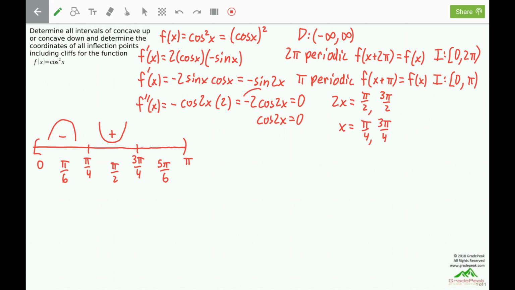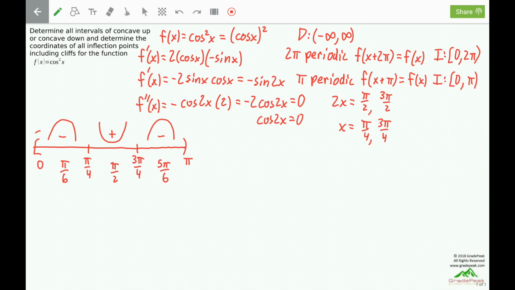Plugging in 5 pi over 6 into the second derivative, we have 2 times 5 pi over 6. The 2 and the 6 can cancel down, and it'll become 5 pi over 3. 5 pi over 3 on the unit circle is in the fourth quadrant, and the cosine in the fourth quadrant is positive. So we will have a positive times the negative 2, which will make a negative. The negative second derivative corresponds to concave down.